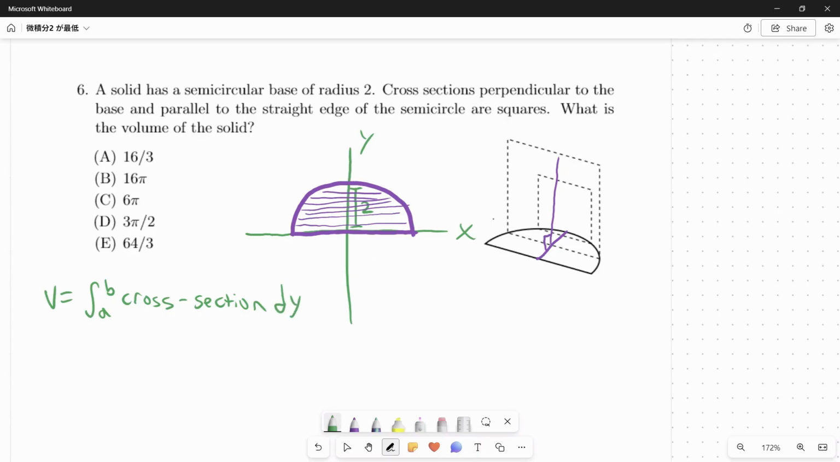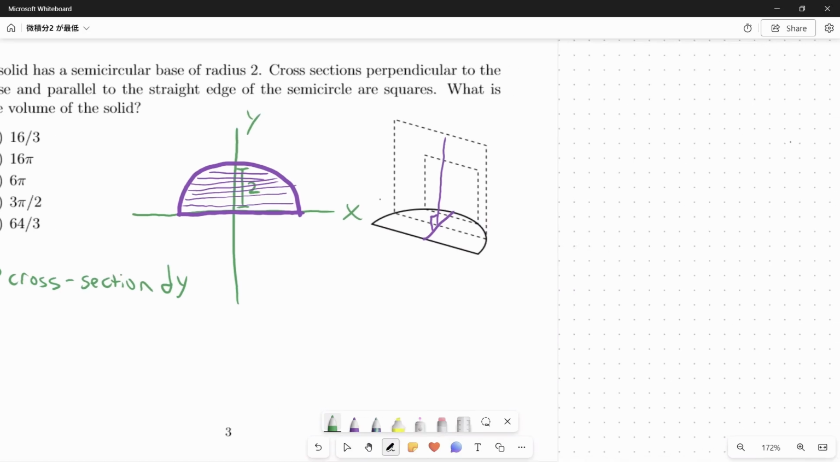And then the next thing we have to do is come up with a function that represents the area of the cross-section, and then integrate that. For that, we know that the cross-sectional area is going to be a square. So if I put in a head-on view of our cross-sectional area, we have a square here.